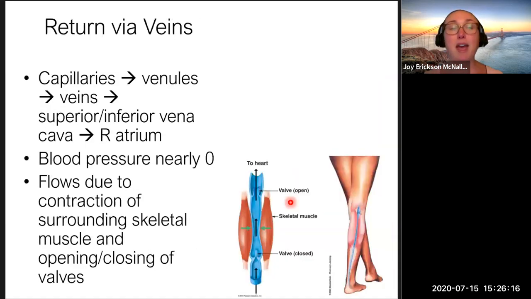Okay, then after this gas exchange has occurred in capillary beds, your blood's going to return via veins. So it goes from capillaries, blood then travels into the smaller venules, and then they kind of coalesce into veins, and then those coalesce into either the superior or inferior vena cava, again, depending on whether it comes from the upper or lower body. And then they flow back into the right atrium of the heart, where they can be passed to the left ventricle, pumped to the lungs, etc.